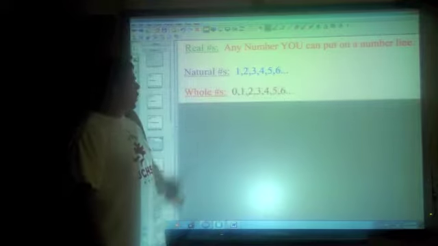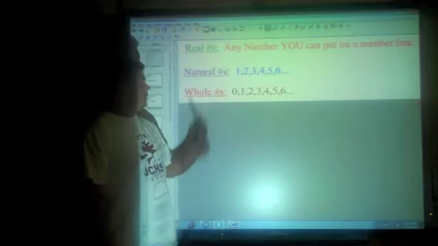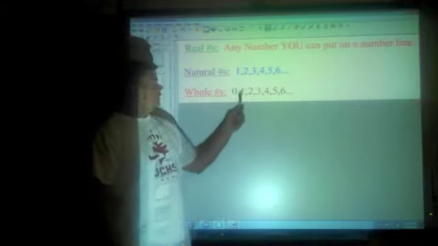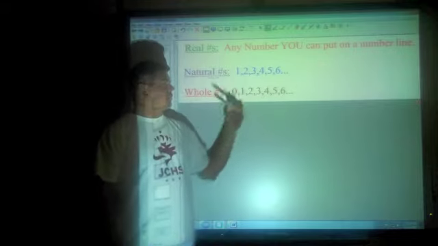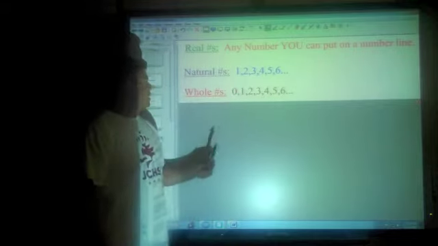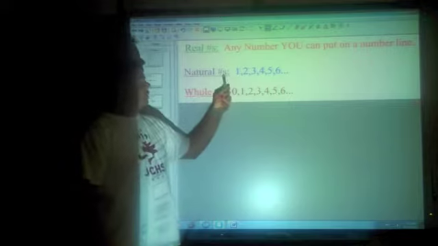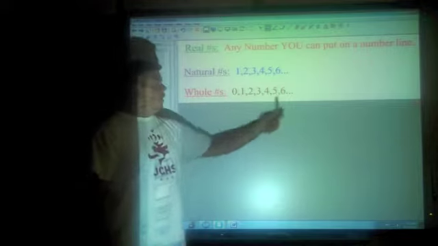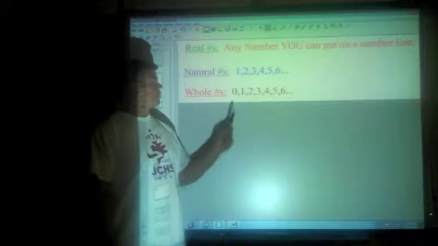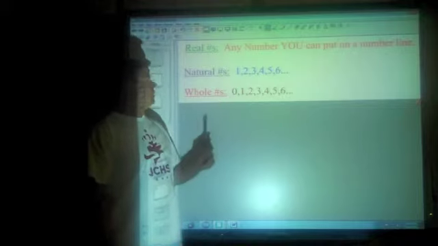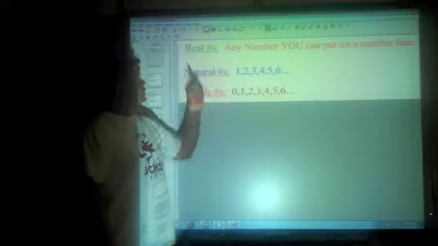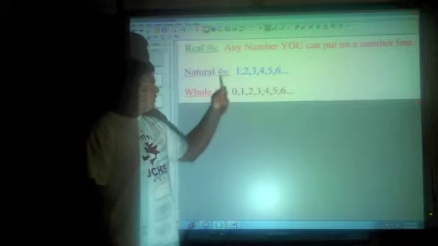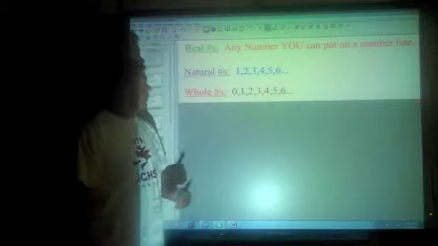After natural numbers is whole numbers. The only difference between natural numbers and whole numbers is the 0. The exact same values here, no decimals, no fractions, but 0 is an addition, which means that every single natural number is in fact a whole number. But not all the whole numbers are natural numbers because 0 is not a natural number. Both of these values are real numbers. Every single number you see here can be put on a number line.